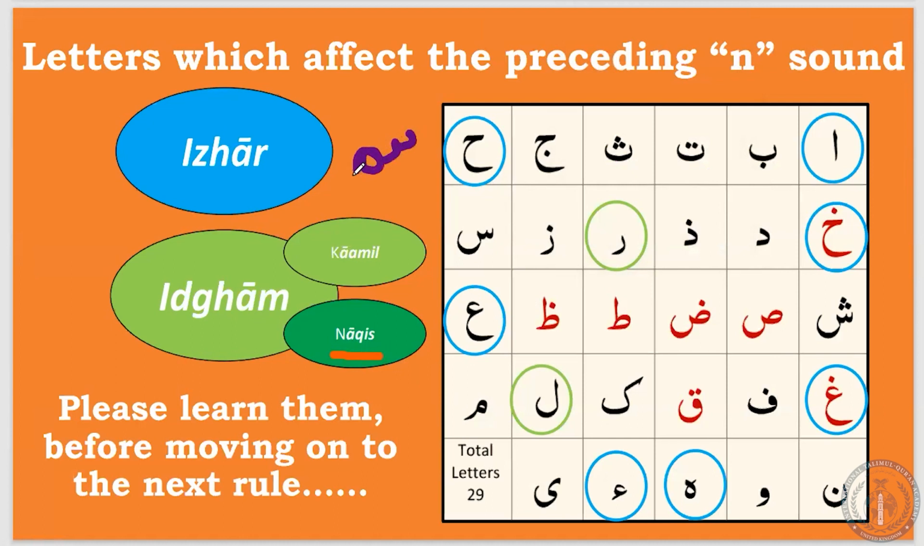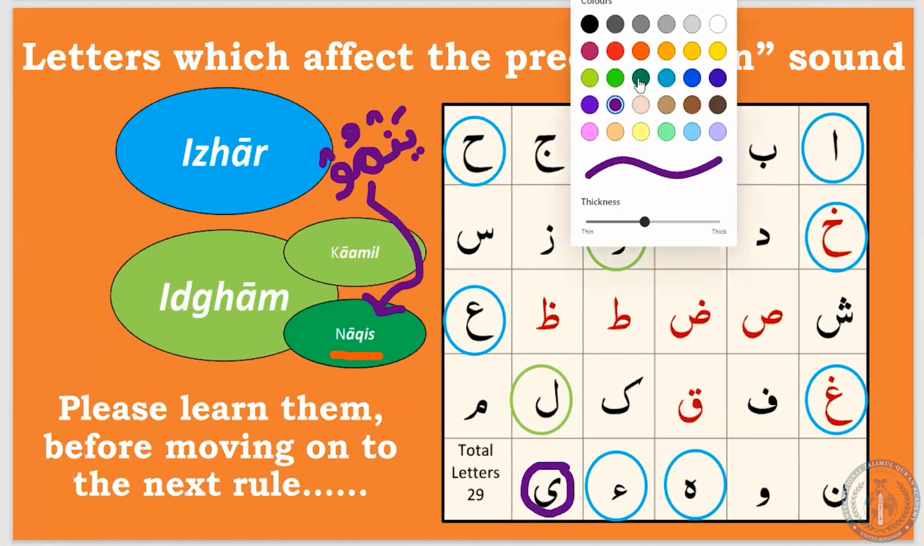This is the clue. So you're looking for these letters. Can you see them anywhere? The letters of idgham naqis? Yes. Where are they, beta? It's the ya. Where's the ya? Here? Yeah. Okay, what's the next letter? Noon. Noon, yeah, very good.